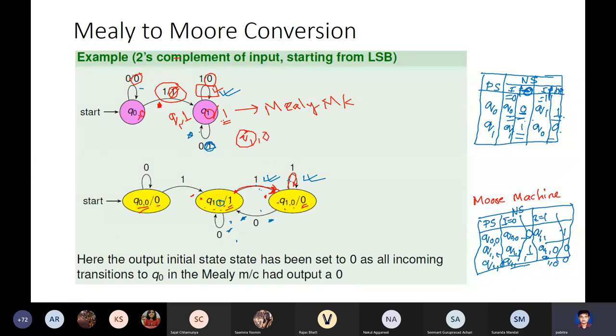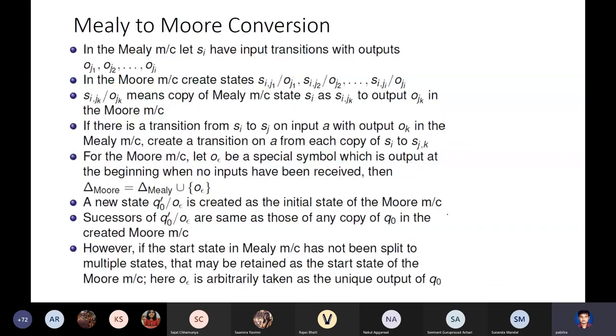So let's summarize the rules from Mealy machine to Moore machine conversion. In the Mealy machine, let a state Si have different input transitions with different outputs OJ1, OJ2, up to OJI. These are the different outputs that you can have on transitions from Si. In the Moore machine, you create new states, as I told before, Si J1, Si J2, up to Si JI. Naturally, the output in each of these states will be OJ1, OJ2, and OJI.